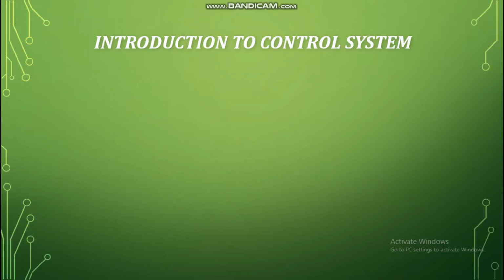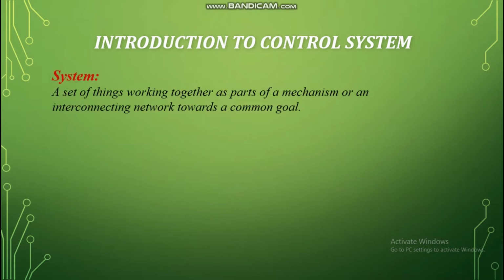Before going to the control system, let's see what is a system. A system is a set of things working together as part of a mechanism or an interconnecting network towards a common goal. So basically it is a set of many things working together to make a mechanism possible. In other words, it's an interconnecting network towards a common goal or output.